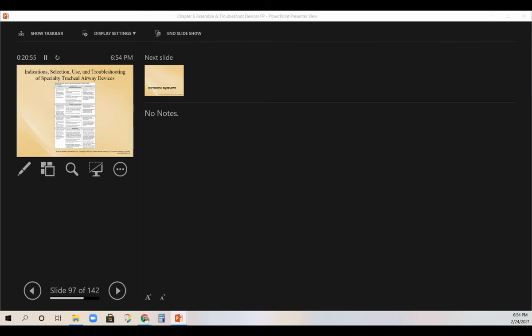Okay. It needs to be cleaned with soap and water. You're going to rinse it. You're going to air dry it. It should not be worn during sleep, because it causes obstruction.